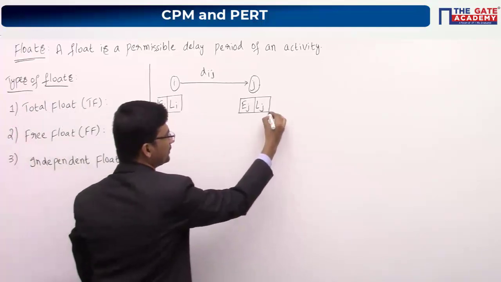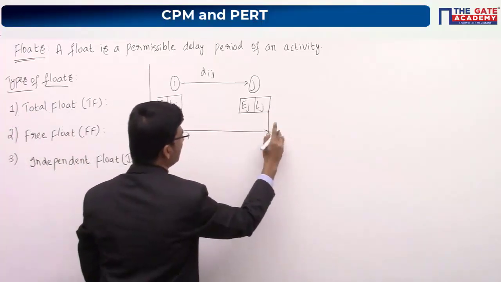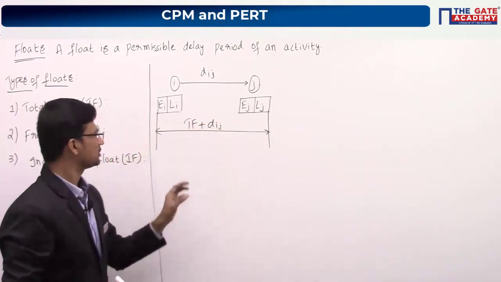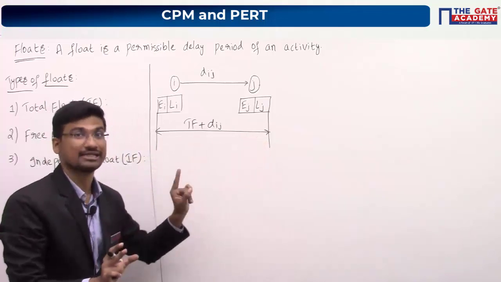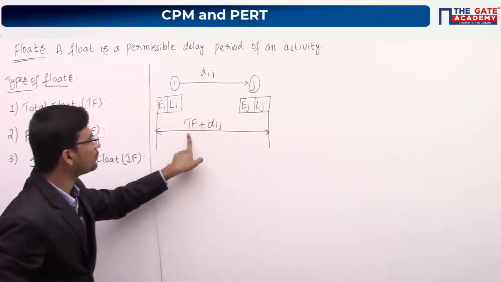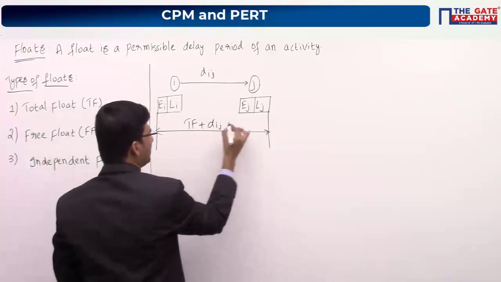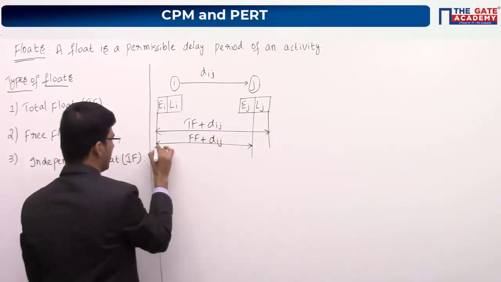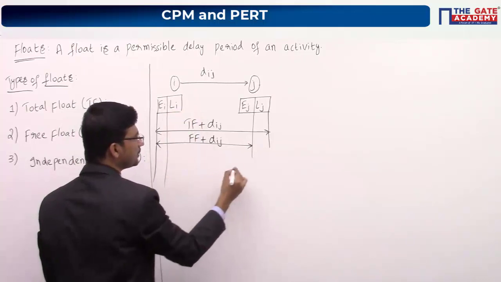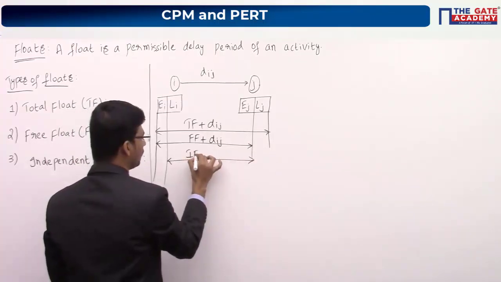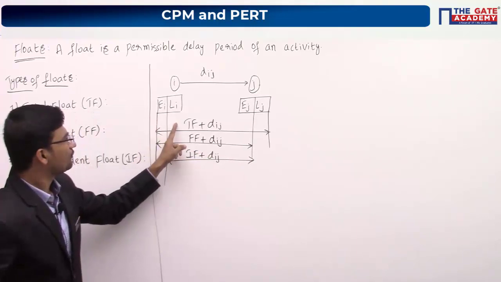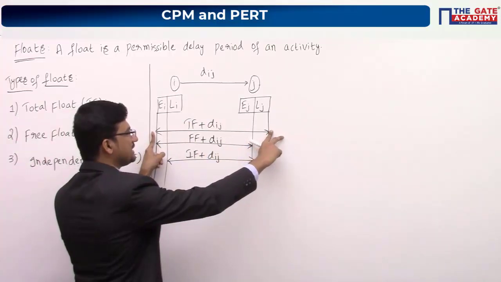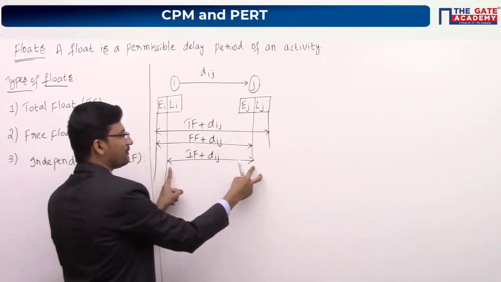From this point to this point, we call this total float plus Dij. I am giving you a diagrammatic representation instead of formulas. From here to here it will be total float plus Dij, from here to here it will be free float plus Dij, and from this point to this point it will be independent float plus Dij. So that is why, from this point to this point, total float plus Dij, free float plus Dij, independent float plus Dij.